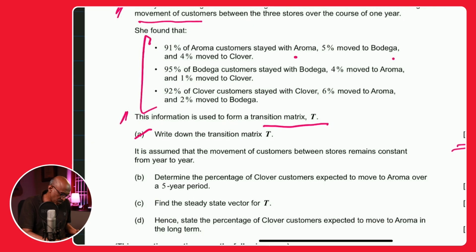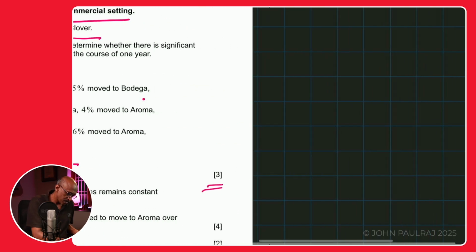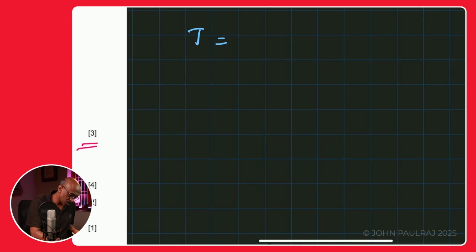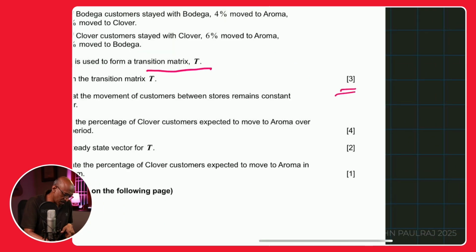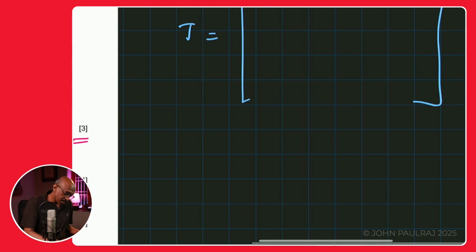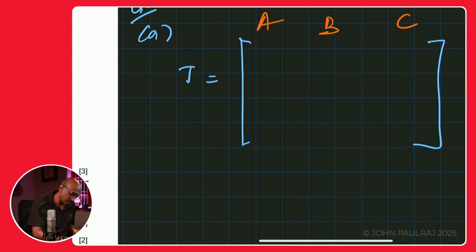We need to write the transition matrix for part A. I'm going to do it here. Okay, this is question number 1, part A, transition matrix. And I'm just going to use this bracket. You can use any bracket. And from, I always tell my students, this is from. Okay, so if I were to label this as A, B, and C for Aroma, Bodega, and what is that C for? Clover. All right, and the same way you can have that A, B, and C here.